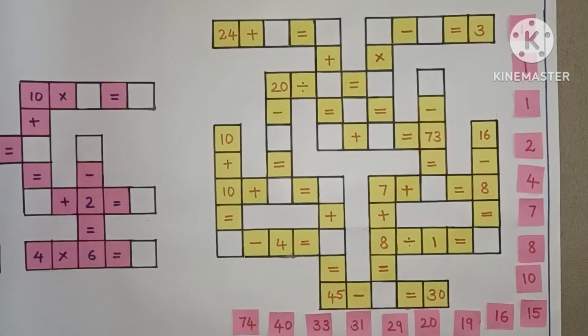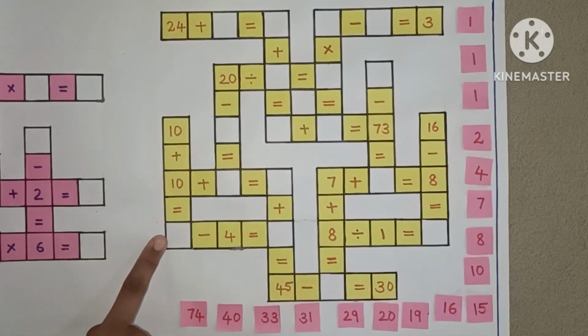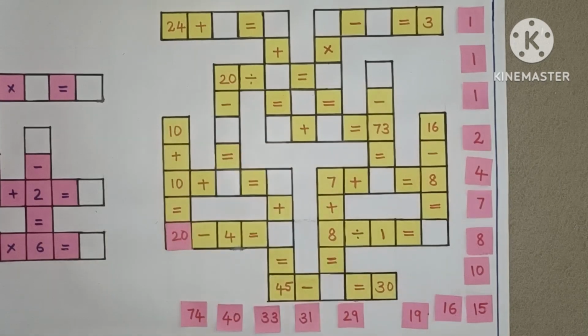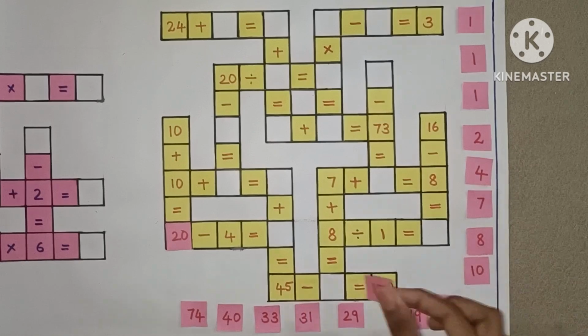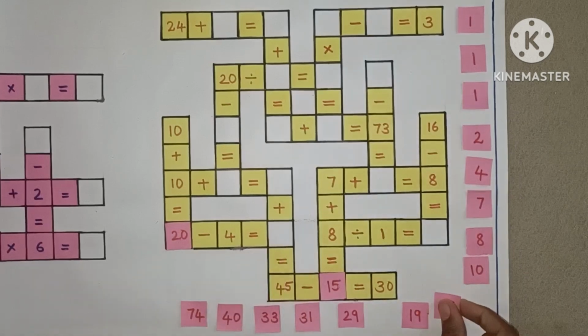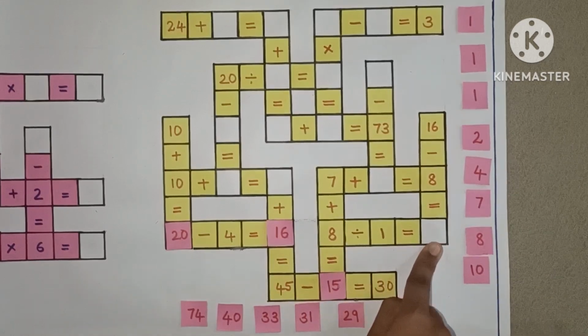So let's get into the next puzzle. Firstly, 10 plus 10 equal to which number? It's 20. Then 7 plus 8 equal to which number? It's 15. And also 45 minus 15 equal to 30. Then 20 minus 4 equal to which number? It's 16. Then 8 divided by 1 equal to which number? It's 8.